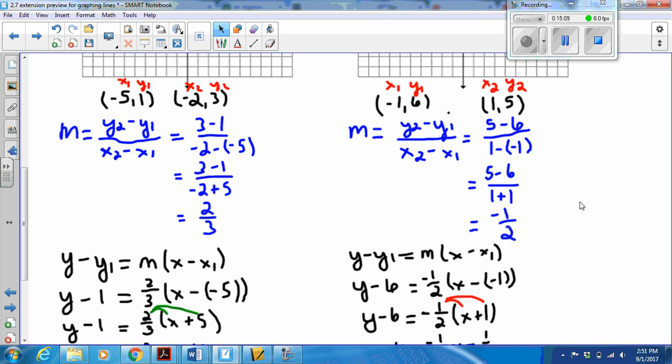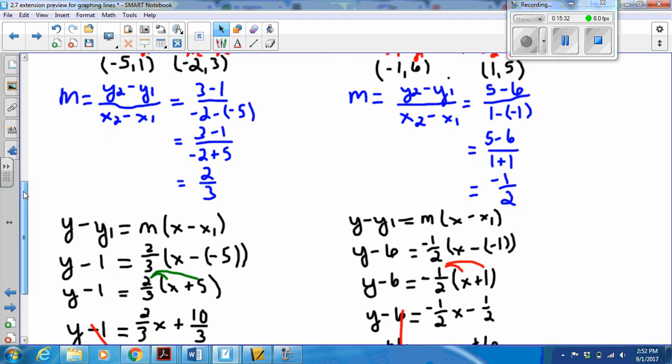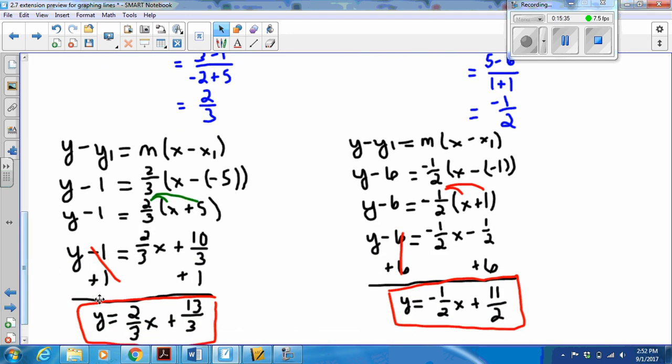Okay, now moving on, I'm going to take my m value and one of my points and plug into point slope form. -1/2 is my slope, and the point I used was (-1, 6). So that's what I'm going to plug in. So I'm going to pause it here so you guys can see the math, okay? So now as you can see, as I plugged it in, continuing on with my math, I try to get y all by itself. And as my answer, I got y equals -1/2 x plus 11/2.